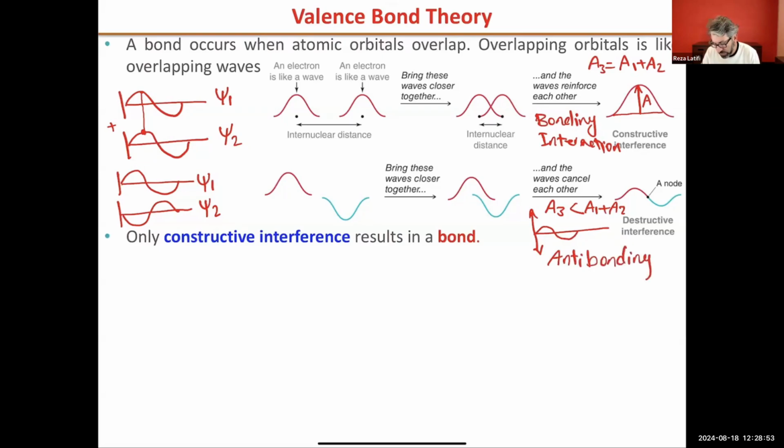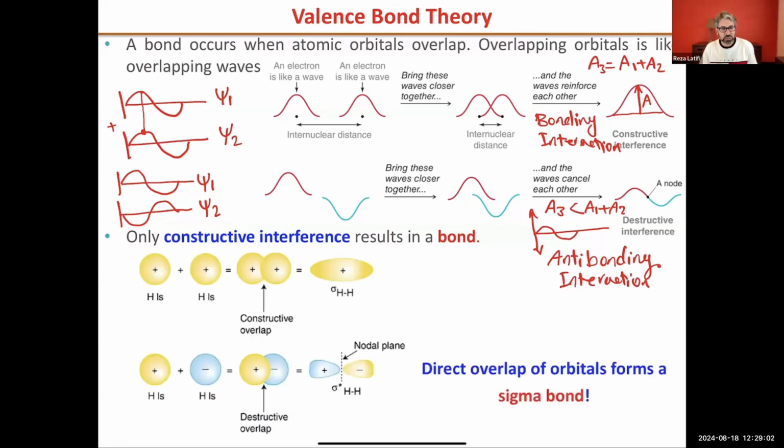anti-bonding interaction. Atomic orbitals, when they reach each other, might reach each other in the right position.